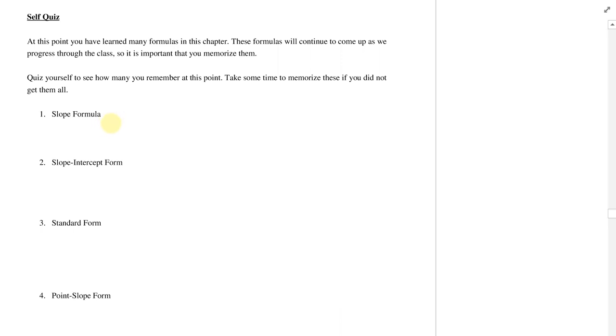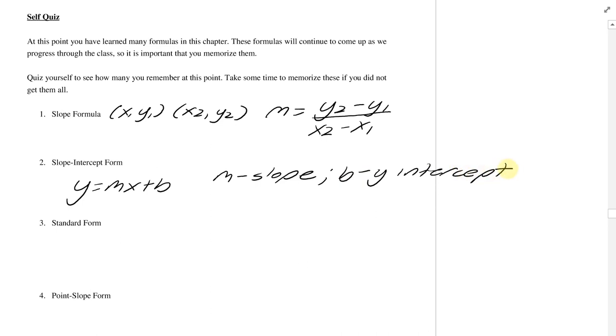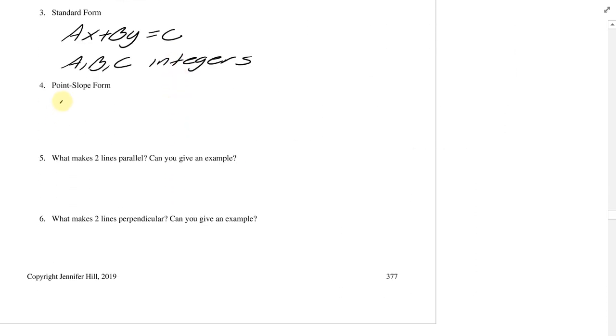Okay, so the slope formula, so I have 2 points, so I need x1, y1, and x2, y2. So then my slope formula will be y2 minus y1 over x2 minus x1. My slope-intercept form, we asked what that was at the beginning of this, y equals mx plus b. M is the slope, b is the y-intercept. Standard form is ax plus by equals c, where a, b, and c have to be integers, so they cannot be fractions. Point slope form is what we just learned about today, so that's y minus y1 equals m times x minus x1.